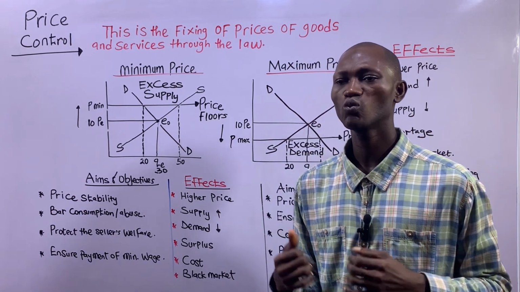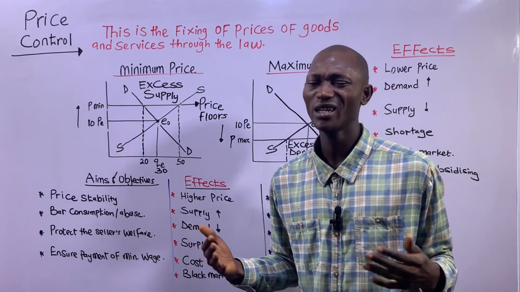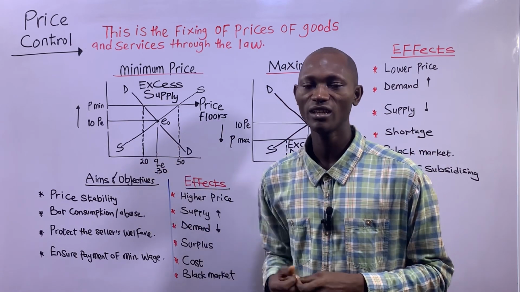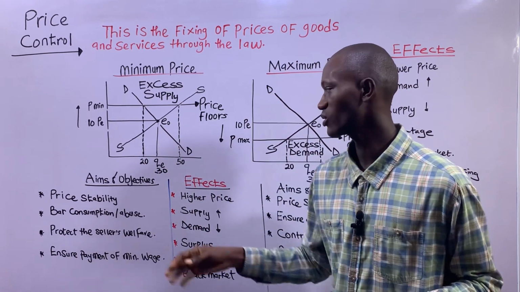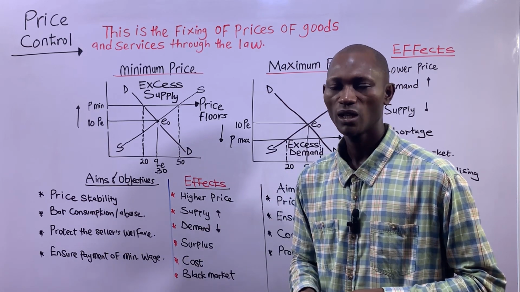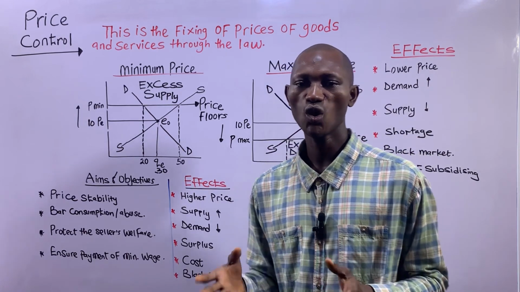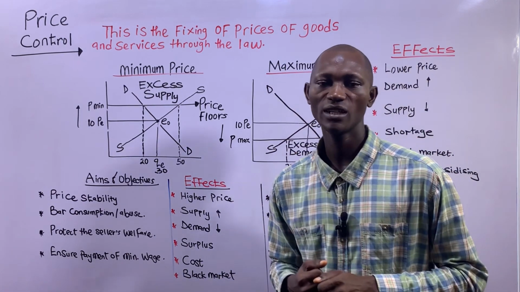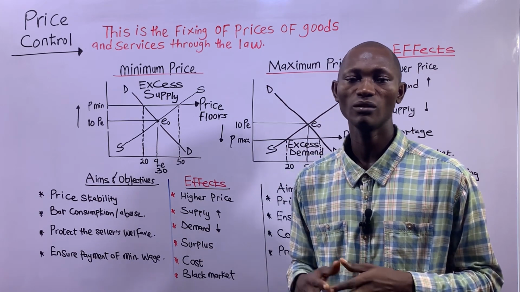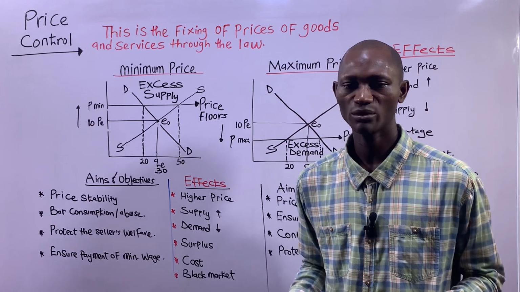Why would government want to perhaps set the price above the equilibrium? Let's say relatively high, not really that high, but relatively higher than the equilibrium price. So aims and objectives. Number one, price stability. Do not forget that, be it minimum price legislation or maximum price legislation, the aim of government of fixing any of those price controls is to ensure that prices are stable.